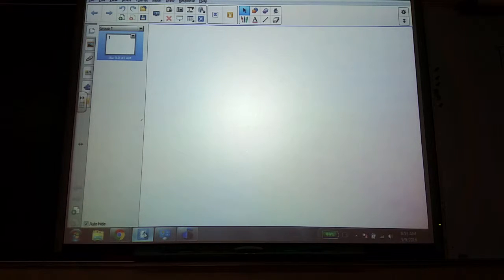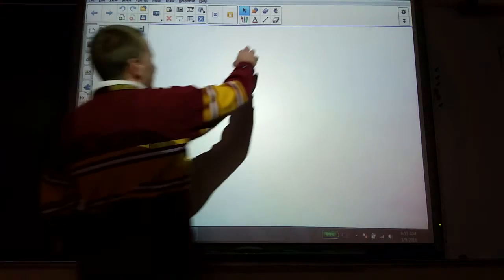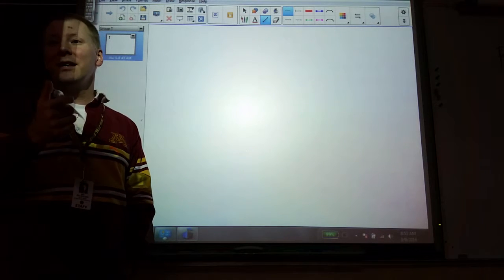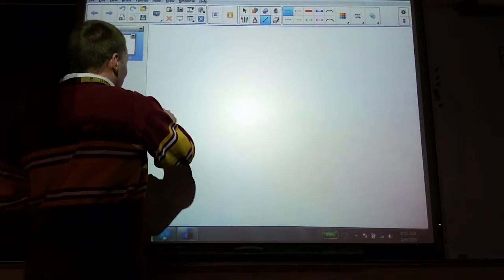Let's talk briefly about the Snell's Law lab that we did yesterday. Snell's Law deals with what happens to light as it's going from one medium, one substance, to another.